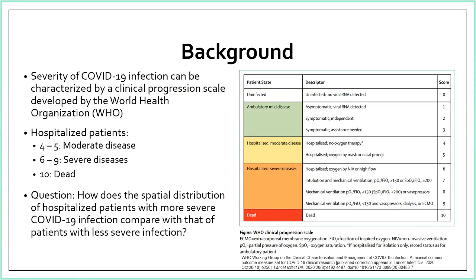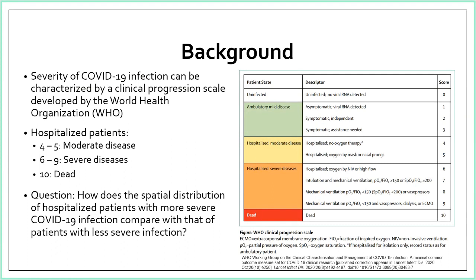So a little bit of background. COVID severity can be characterized by a score provided by the WHO, ranging from 1 to 10. If patients were hospitalized with COVID, they were assigned a score of 4 or greater, depending on oxygen levels and the level of oxygen support needed. So a score of 4 to 5 corresponds to moderate disease, 6 to 9 corresponds to severe disease, and 10 is an indicator for mortality.